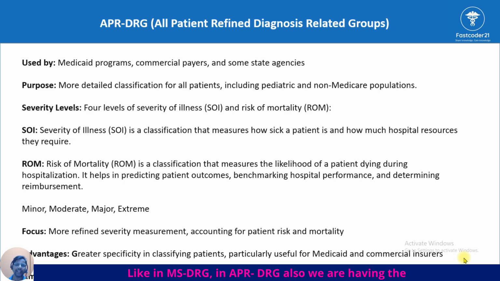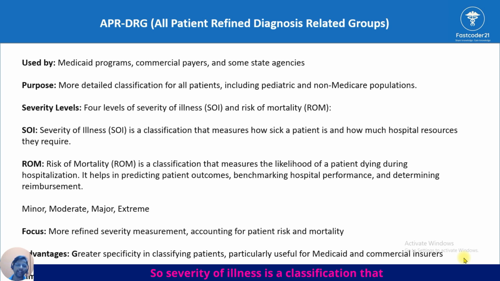Like in MS-DRG, in APR-DRG also we have severity levels. In APR-DRG, severity levels depend on SOI, usually called severity of illness, and ROM, risk of mortality. If you want to know more about SOI and ROM, please mention it in the comment section of this video. I will create a special video related to SOI and ROM.